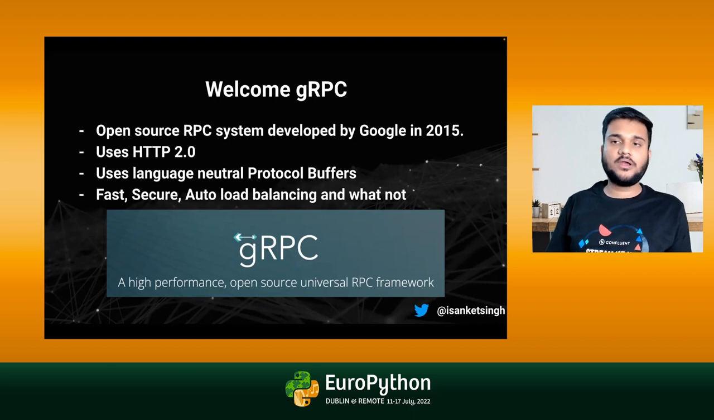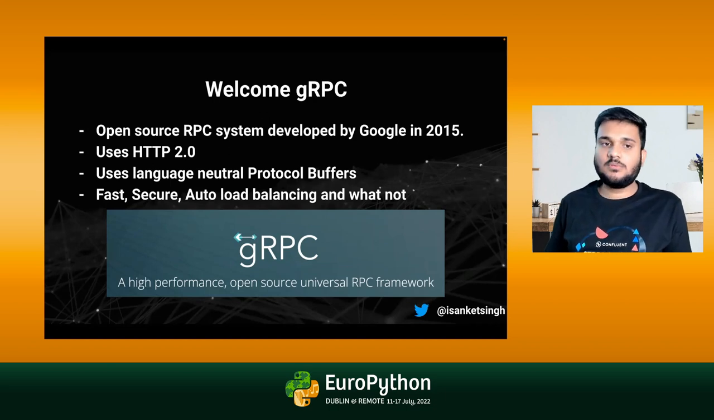We are going to talk about it, and it is one of the most important reasons why using gRPC makes a lot of sense, because it comes with the capability of HTTP 2.0. We'll talk about it a bit later. In gRPC, we use language neutral protocol buffers. This is one of the key highlights of gRPC, right?